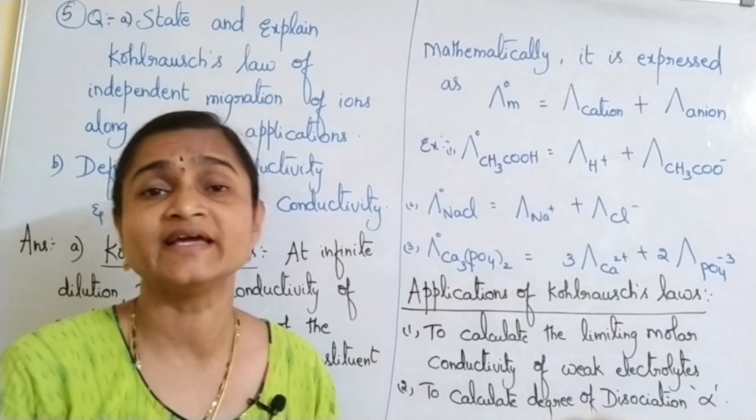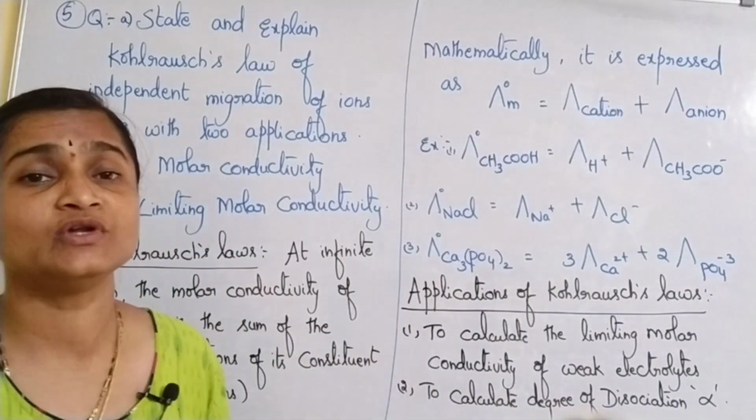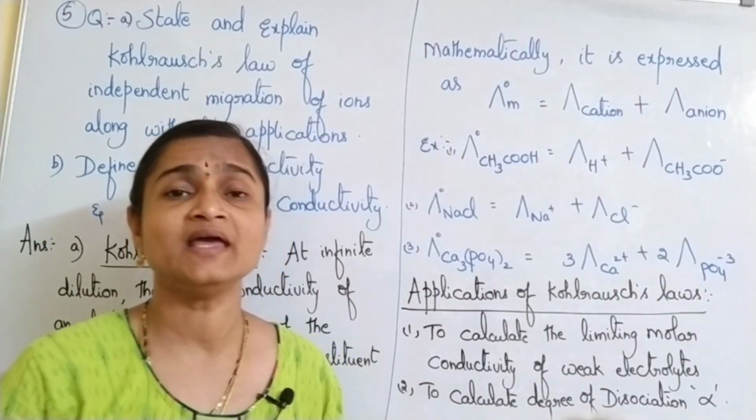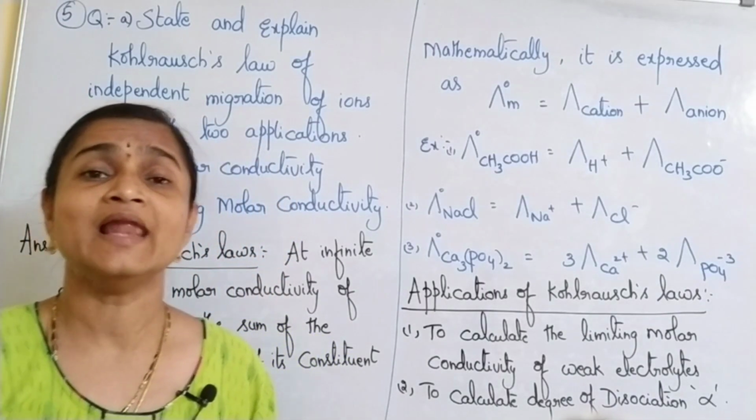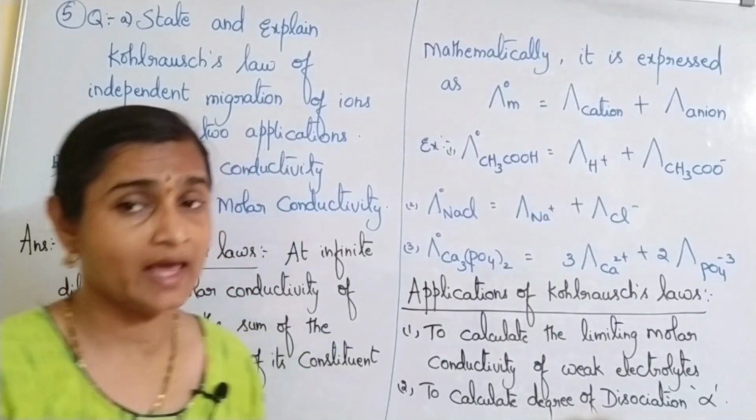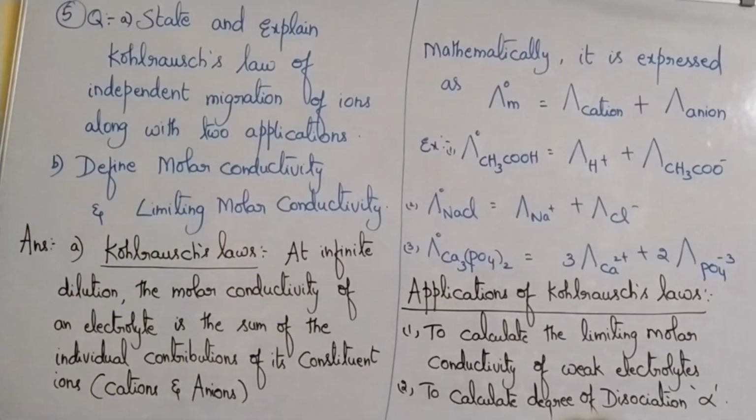How to calculate degree of dissociation? In the fourth question only we have seen lambda m by lambda infinity m. To calculate alpha, we have the formula: lambda m by lambda infinity m. So to calculate degree of dissociation also, Kohlrausch law is applicable.